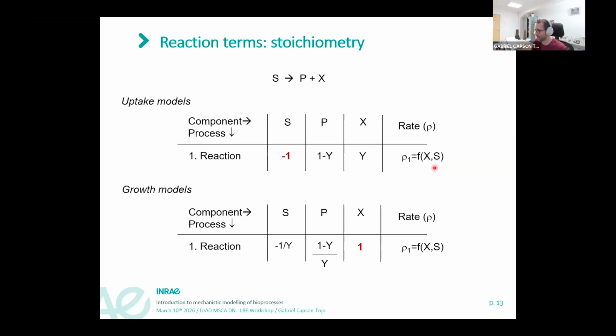If we use a growth model, it's exactly the same thing, but the basis of calculus that we are using is 1 gram COD for the biomass, X. So basically you divide, again, everything that you have here by Y, and these are the stoichiometric coefficients that you have here. Okay.